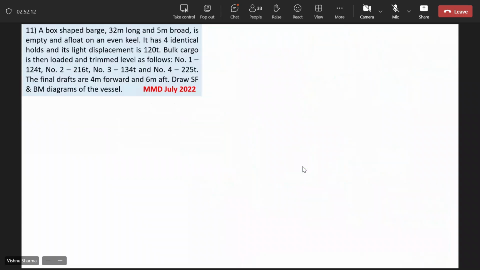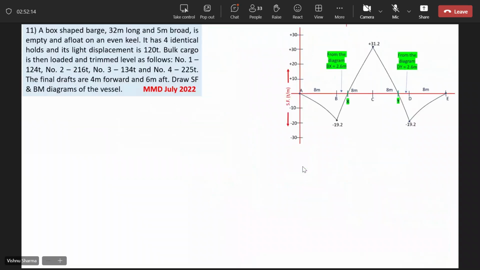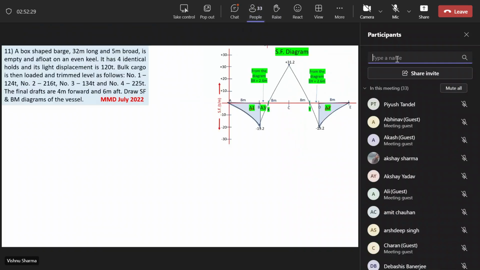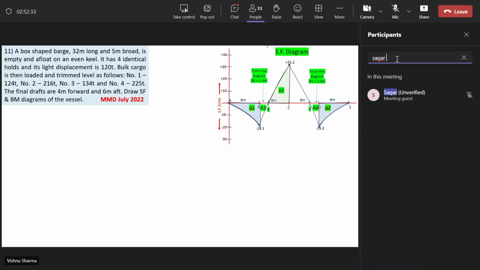Now this is the SF diagram where we were struggling. I'll calculate these areas separately first, because I thought this way these two areas will be equal, so I can calculate them together. Area 1 and area 2, area 3 and area 4 will be equal, and area 5 and area 6 will be equal. Now I have calculated area 1 by Simpson's rule.